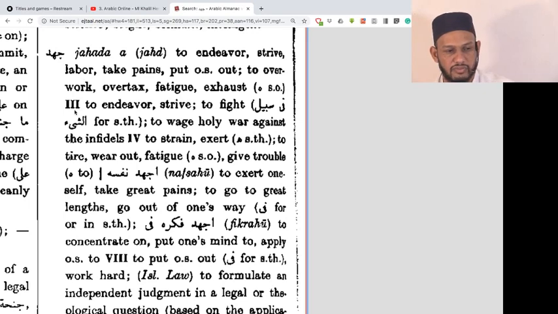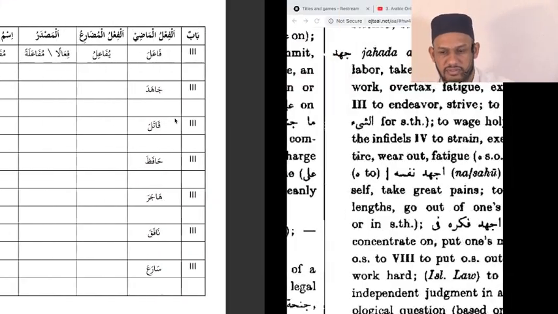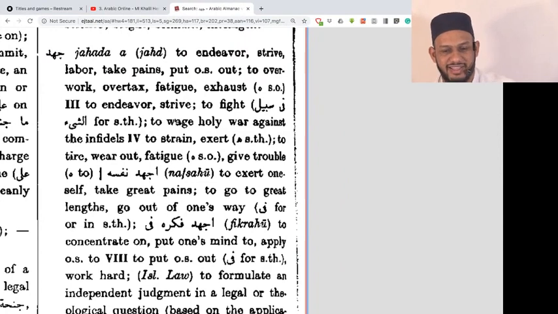But we are not doing the first bab. We are doing the third bab. So on the third bab, jahada means also to endeavor, to strive, or to fight as well. Jahada means to endeavor and to strive and to fight, to wage a holy war.